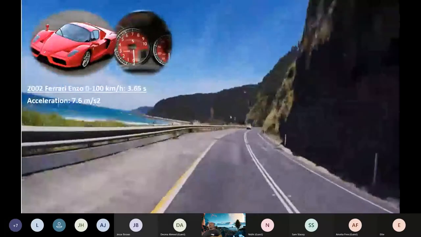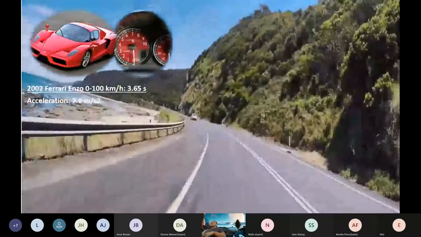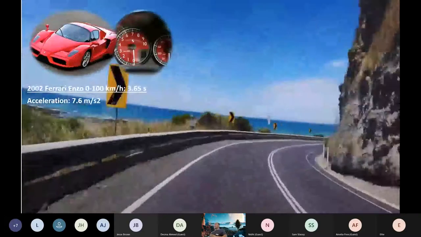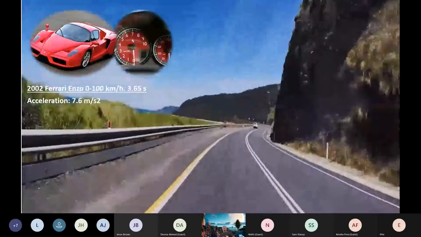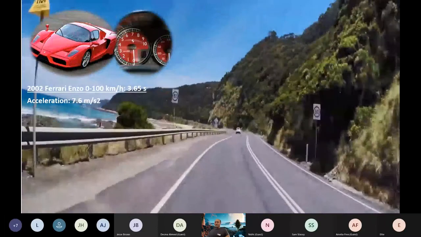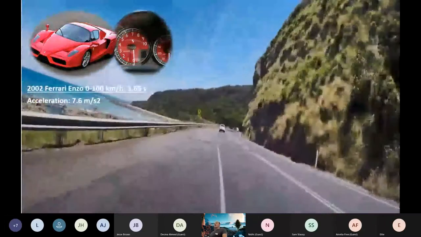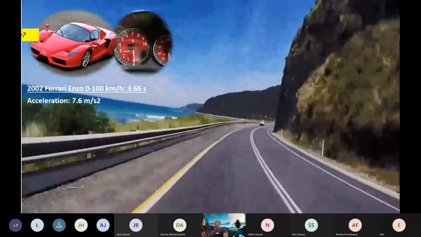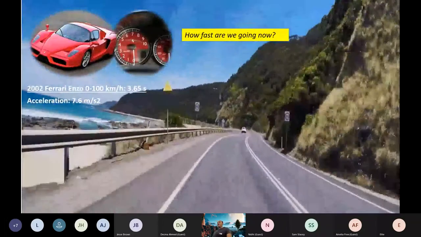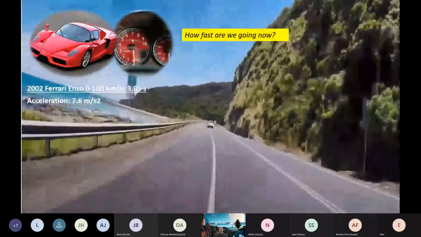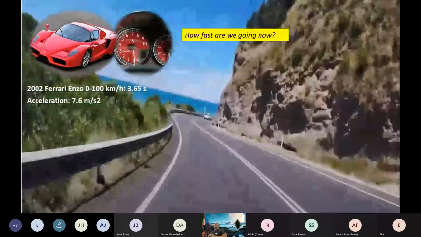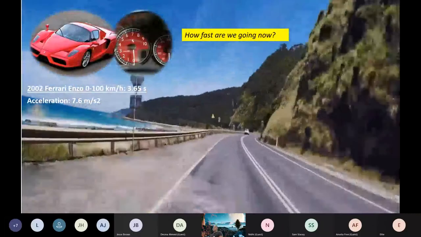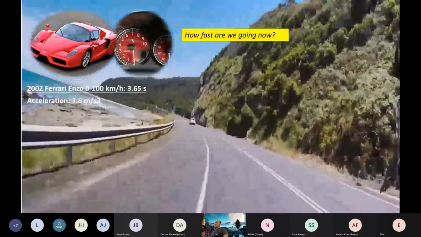So you can calculate the acceleration, which is 7.6 meters per second squared. Now you start your engine and keep accelerating the car. But unfortunately, the speedometer doesn't work. You rent a car, something dodgy. Then your friend asks, okay buddy, how fast are we going now?